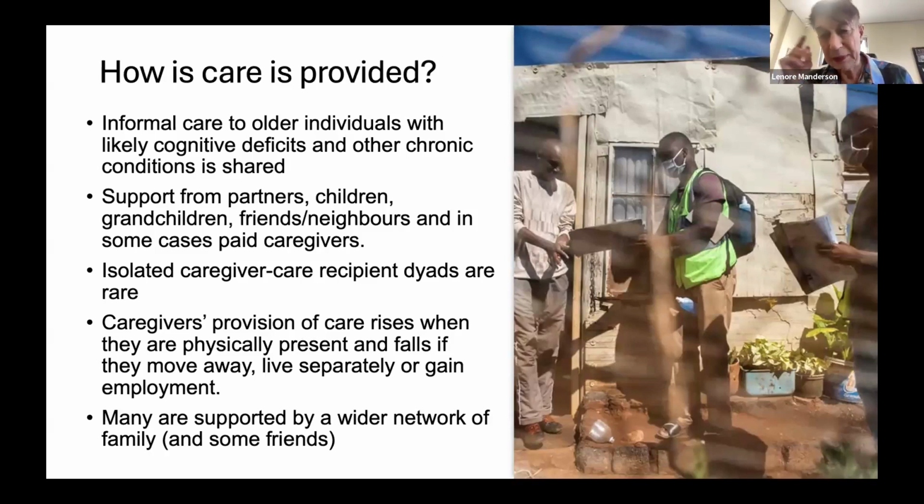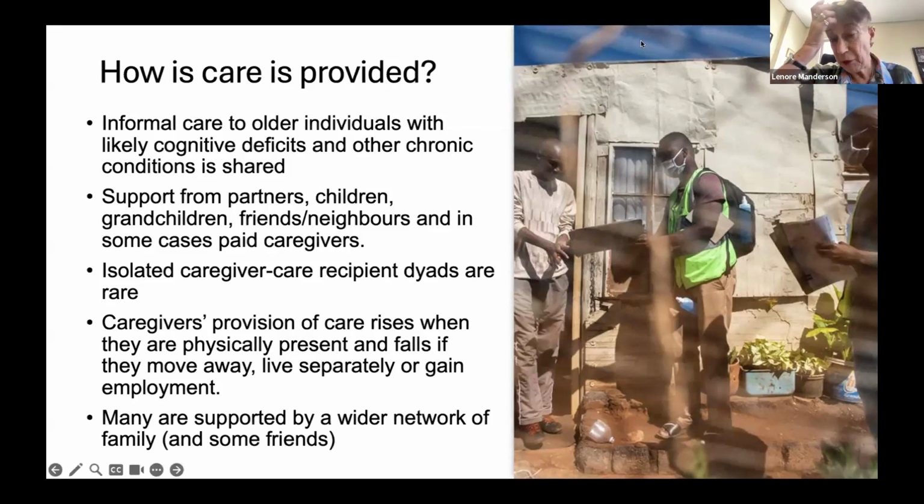Isolated caregiver care recipient couples were rare. So there was always other people around in some way. And I'll explain that again too. But when they were isolated, they were typically extremely marginalised and vulnerable and impoverished.